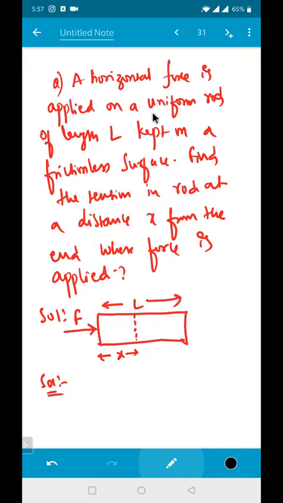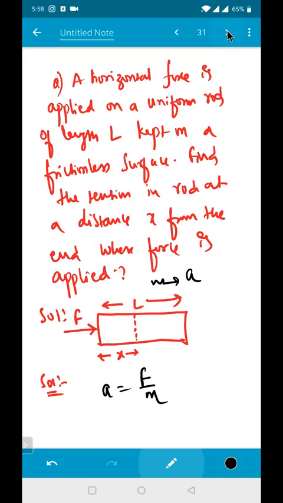A horizontal force is applied on a uniform rod of length L kept on a frictionless surface. Find the tension in the rod at a distance x from the end where the force is applied. That means from here to here, the force has been applied. So the distance x we need to calculate. When you apply the force on this one, this body will move with an acceleration a. First you calculate the acceleration. a is equal to F by m.